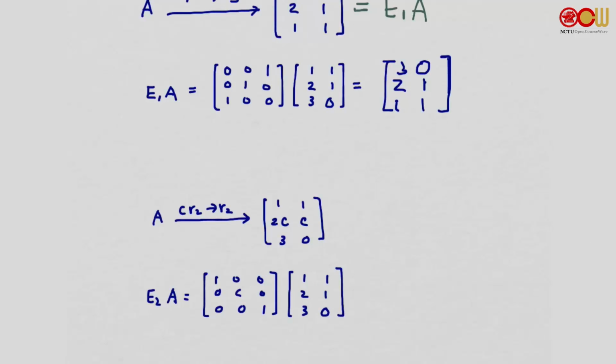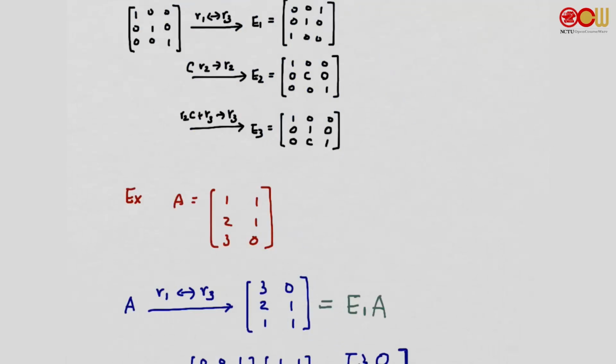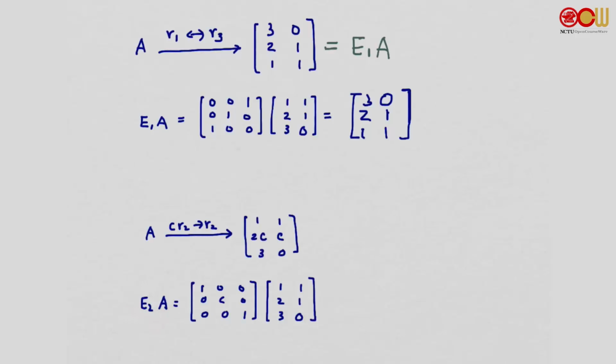Now let's see if we have something similar with E2. E2 is this matrix here. It's obtained by applying scalar multiplication to the second row, and this is what we get. And we multiply E2 and A together, and let's work it out. For the first row, we get the same thing. For the third row, it's 0, 0, 1 times 1, 2, 3, 1, 1, 0, so we get the same thing as well, 3, 0. The first row and the third row are not changed.